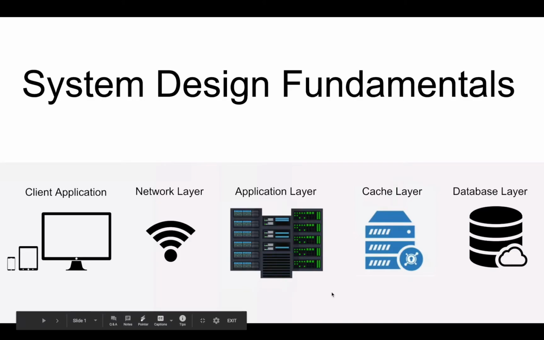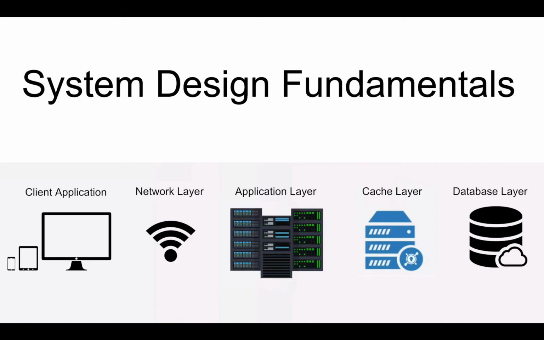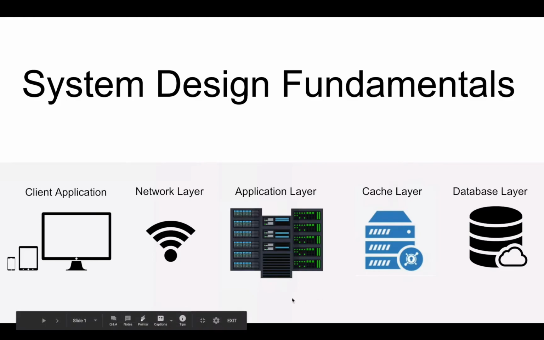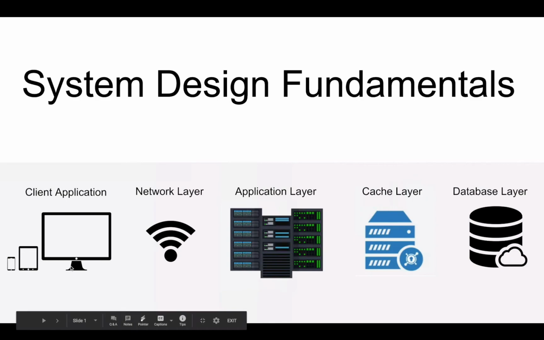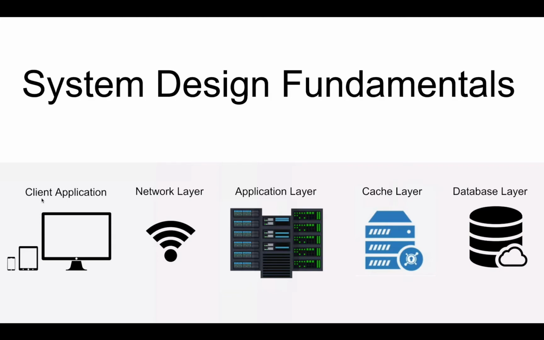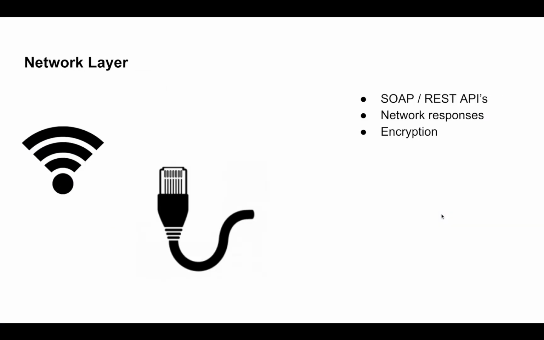Hey everyone, today I'm going to talk about fundamental system design concepts that I'm going to speak about in detail in the coming videos in this playlist. So, when you think about designing a complex system architecture, it really helps to clearly define various levels for your design. So, in broad scope, you can define these layers to be as such: the client application, the network layer, the application layer, cache layer, and the database layer.